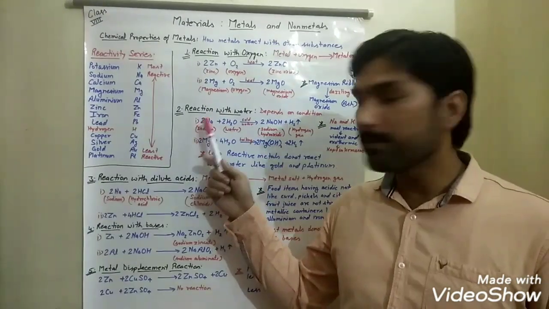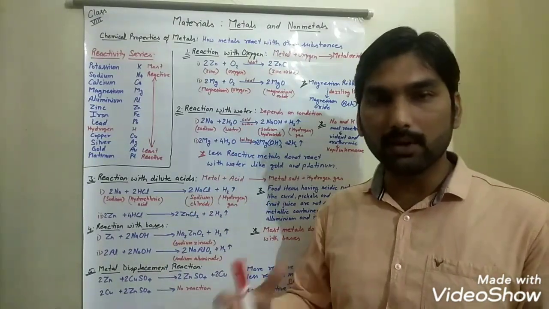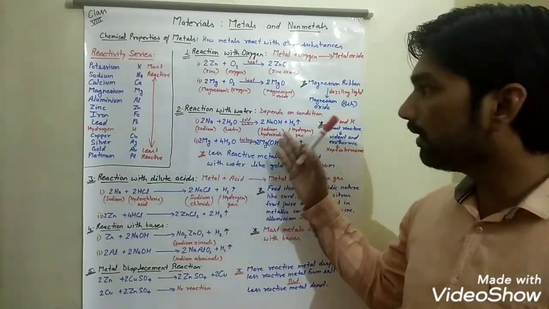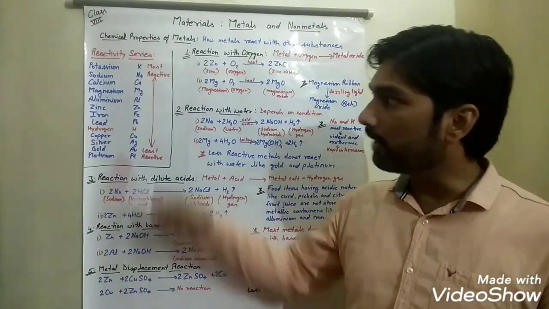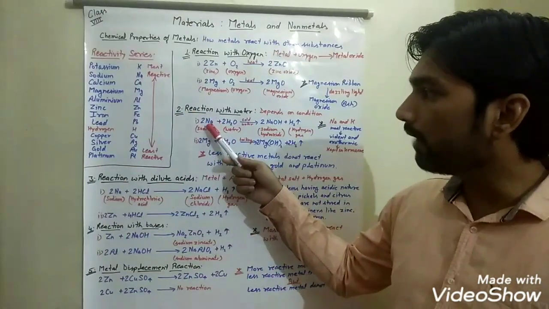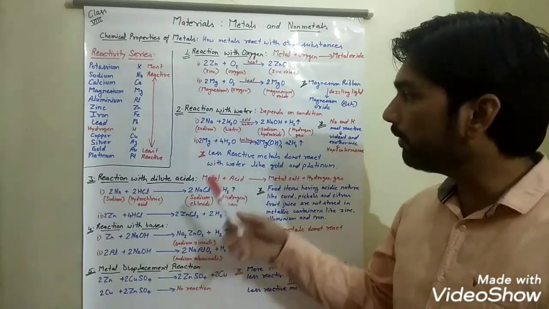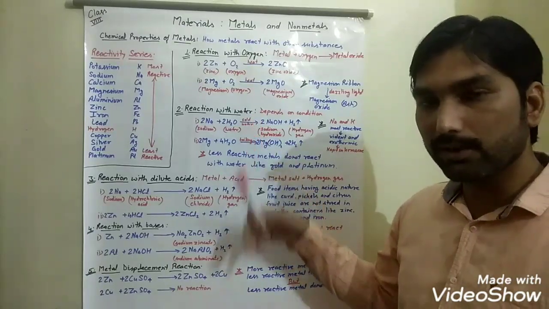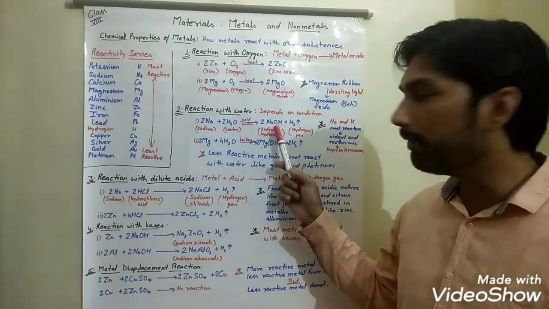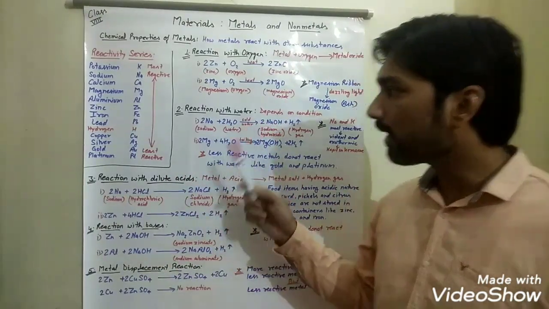So the next reaction is with water. What will happen if we bring metals into contact with water? Depending on the reactivity series, metals react with water in different conditions. As you can see here, sodium and potassium are the most reactive metals. When we place sodium in water, since it is very highly reactive, it will react with cold water also. There is no need to provide heat to this reaction, and sodium hydroxide will form, and hydrogen gas will be released after this reaction.